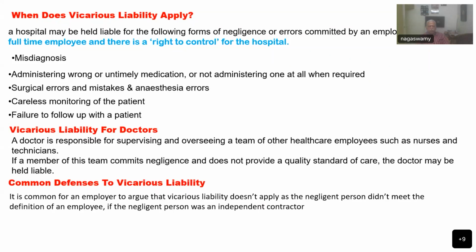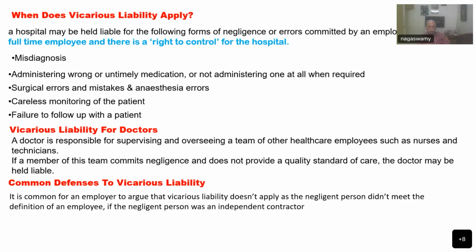This particular thing, you should understand that it may be for a visiting consultant. For example, to understand this point, what is an independent contractor? He may not be in a full-time role. He is not a monthly payment role of the hospital, but he may be a visiting consultant. Then he is considered as an independent contractor. And if he does any negligence, it will not affect the hospital.